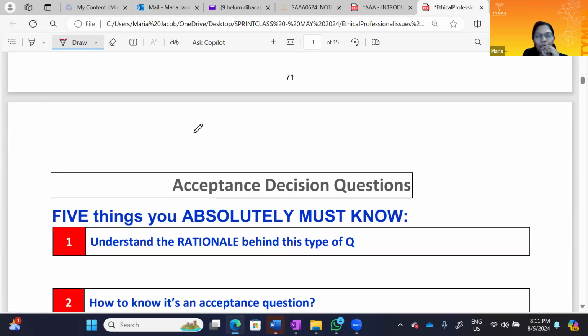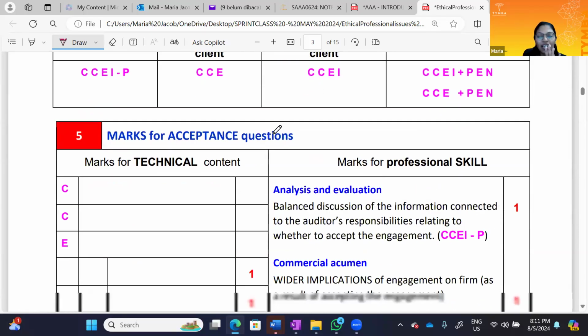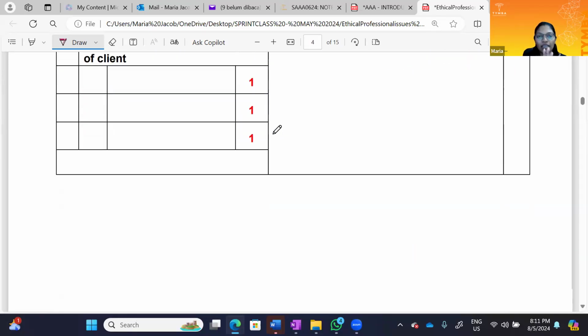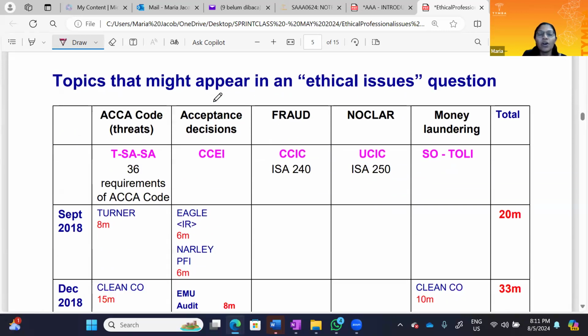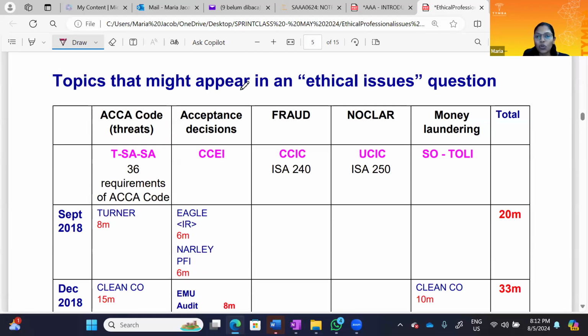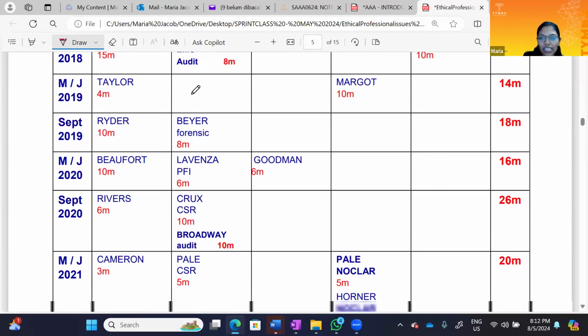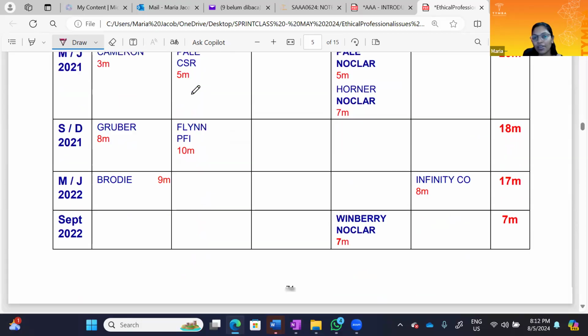Hold on. This is later, I'll come back to the acceptance part. Now here, topics that might appear in ethical issue, I've already explained. You can get ACCA code question, fraud, NOCLAR, money laundering, and acceptance question. So often, every sitting you get it.